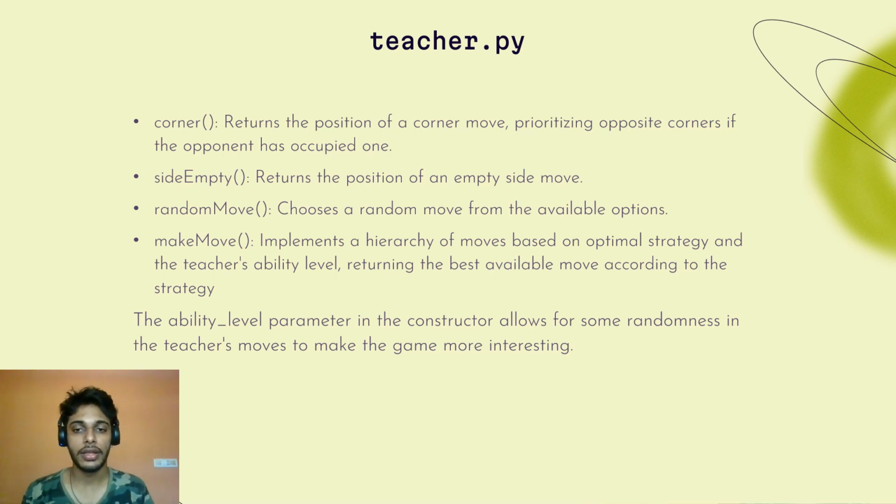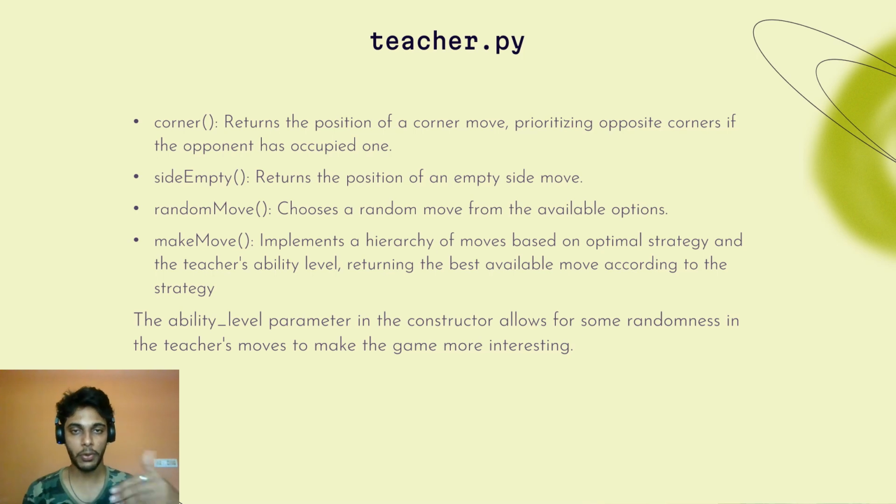And if such options are not available, then it makes a random move, like it returns the coordinates of a randomly selected cell. If such moves are available, as we discussed, the center, side and all, the coordinates of such cells will be returned, or else a randomly selected one will be returned.